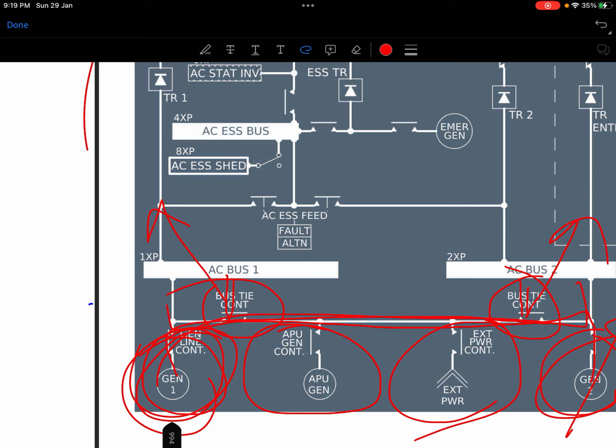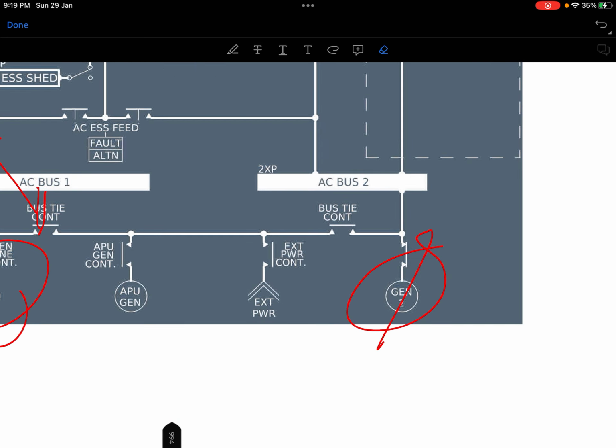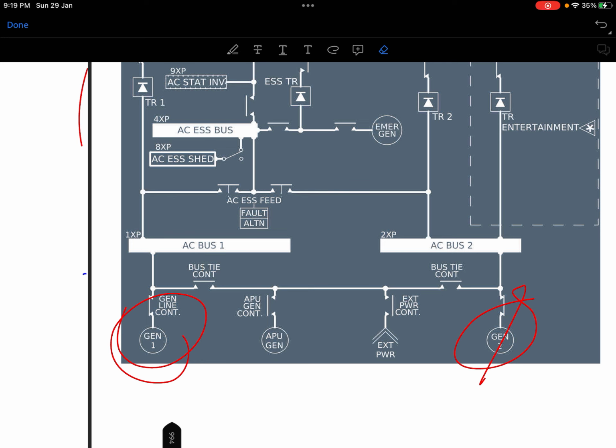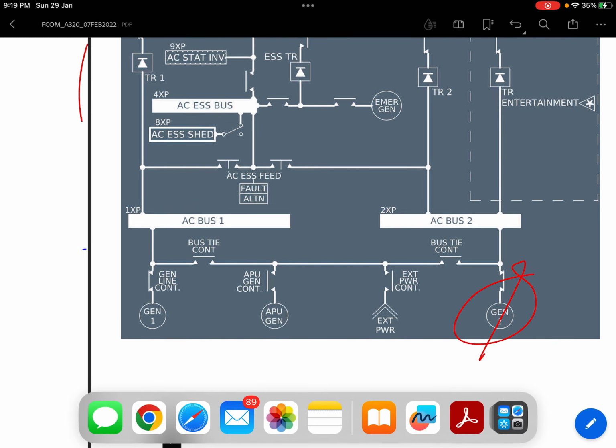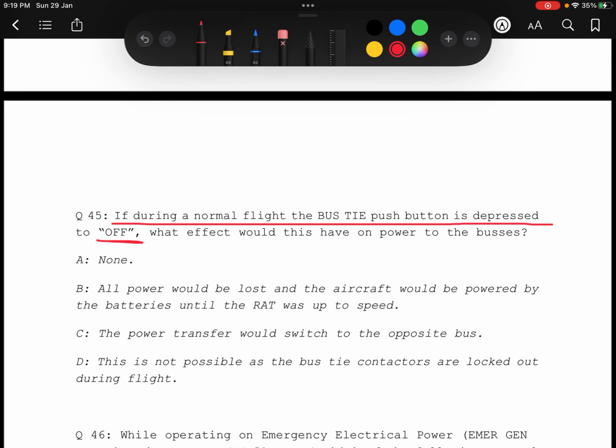So if it remains on, will it damage the system or not? This is what they are trying to ask. So there will be nothing. It will be a totally safe flight if you even keep it on, right? So will it affect? No.